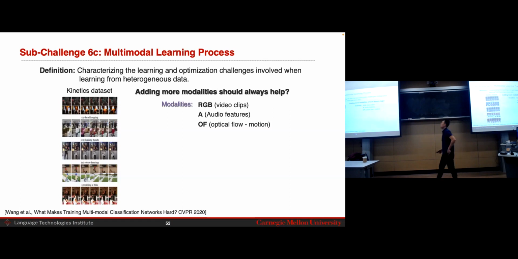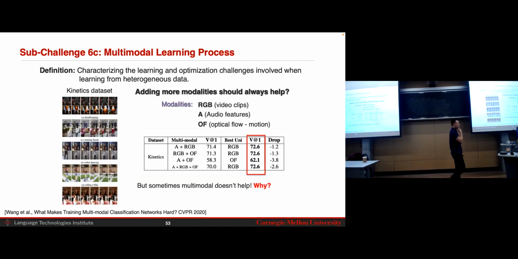Here's the Kinetics data set. Your goal is to use RGB information from the videos, audio information, and optical flow information to predict the activity in these videos. And just like any multimodal task, you would expect that the more modalities you have, the better the performance. But many people find the contrary. You can actually add more modalities, like fuse, for example, audio and optical flow, or audio and RGB and optical flow, but multimodal fusion just doesn't really help sometimes.